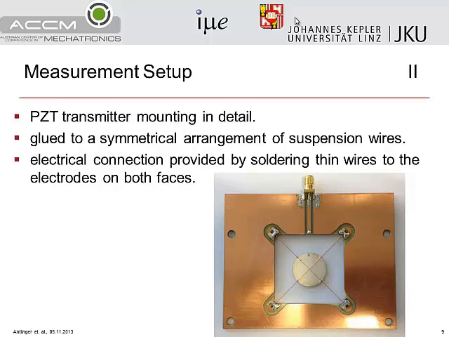I would like to show in detail the mounting of the PCB transmitter. You can see the disc here. We glued it to a symmetrical arrangement of suspension wires. These suspension wires are on the front and on the back side, parallel, so that we get a symmetrical mounting of the transmitter. The electrical connection to the outer world is provided by an SMA connector, and here we use thin wires for the electric connection, which are soldered to the electrodes on both faces.